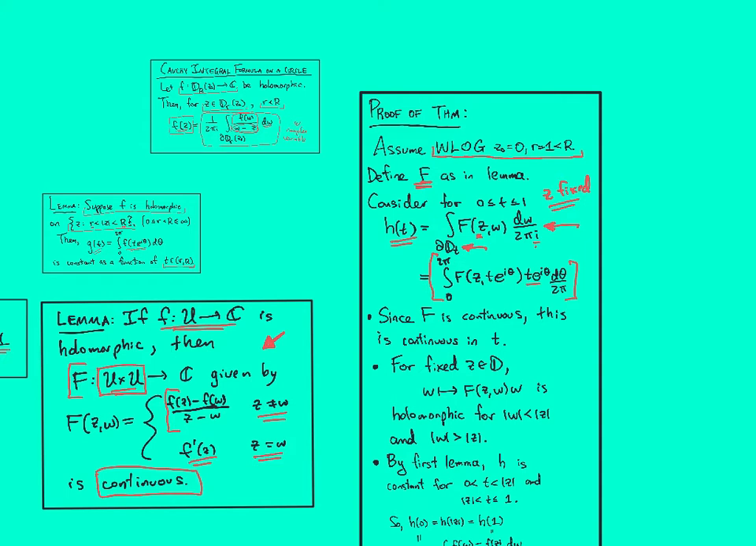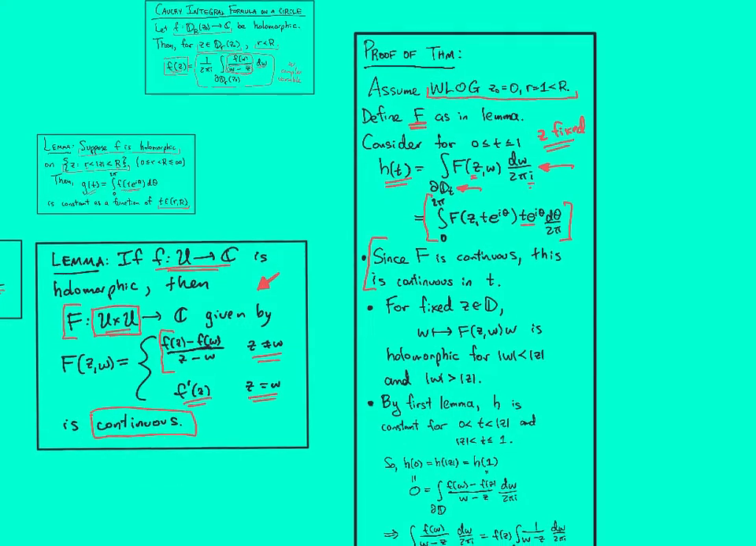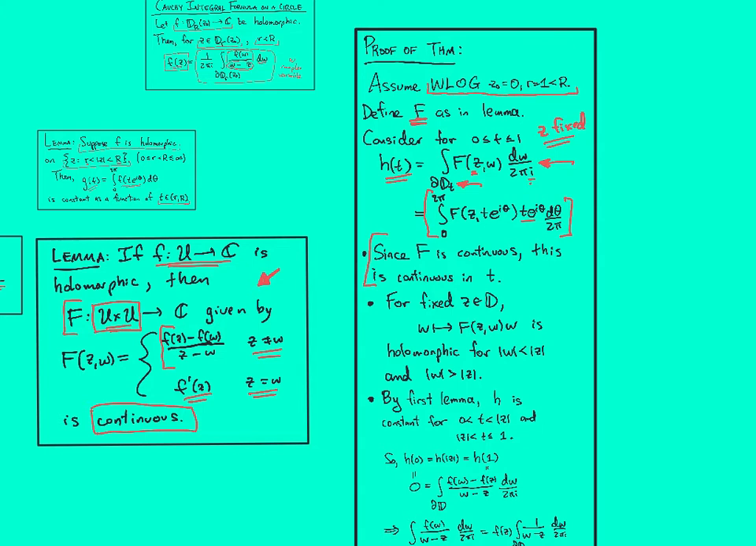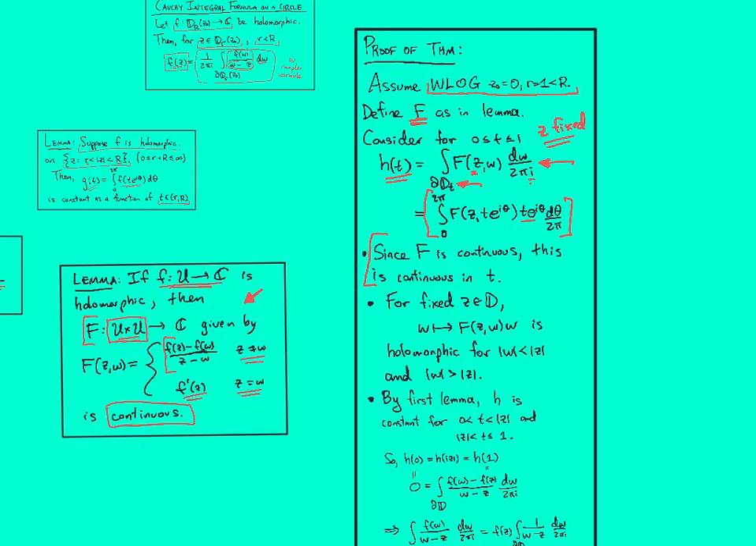Okay, the first thing to point out is that since capital F is continuous, this function h as a function of t is continuous in t. So this is something from real analysis. Since F is jointly continuous, it'll be uniformly continuous, and so there's no issue of the continuity of this function of a parameter after you integrate it. Okay, and so that's partially using this lemma right here about the difference quotient function.